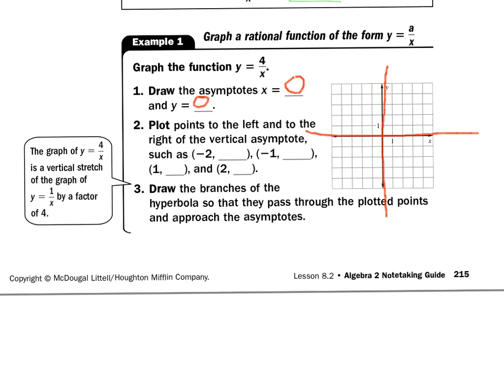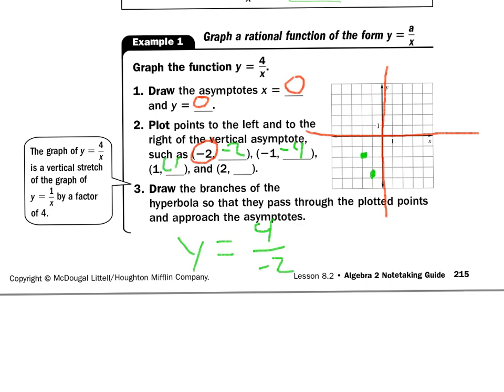Plot points to the left and to the right of the vertical asymptote. I'm going to put -2 in there and see what I get. When I put -2 in there, I get y equals 4 divided by -2, which is -2. So I have the point (-2, -2), a little dot right down there. If I put -1 in there, 4 divided by -1 is just -4.